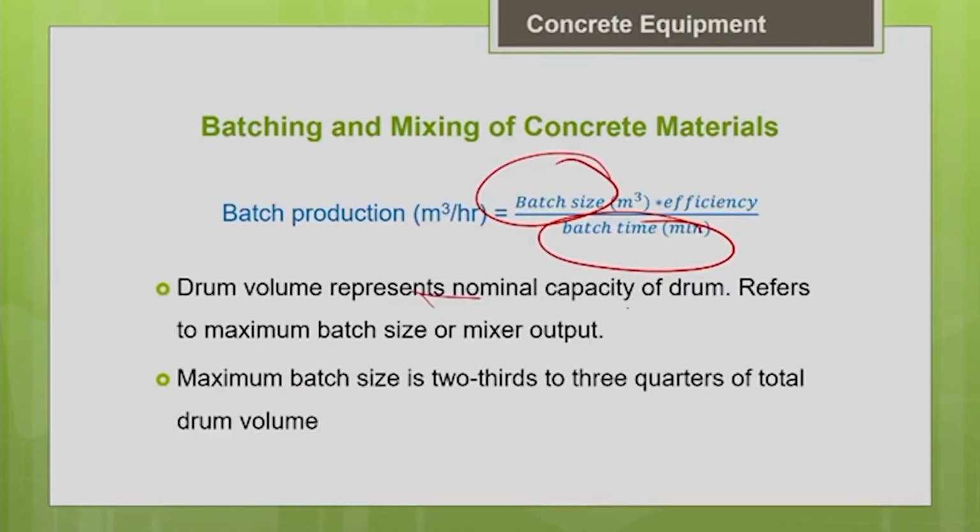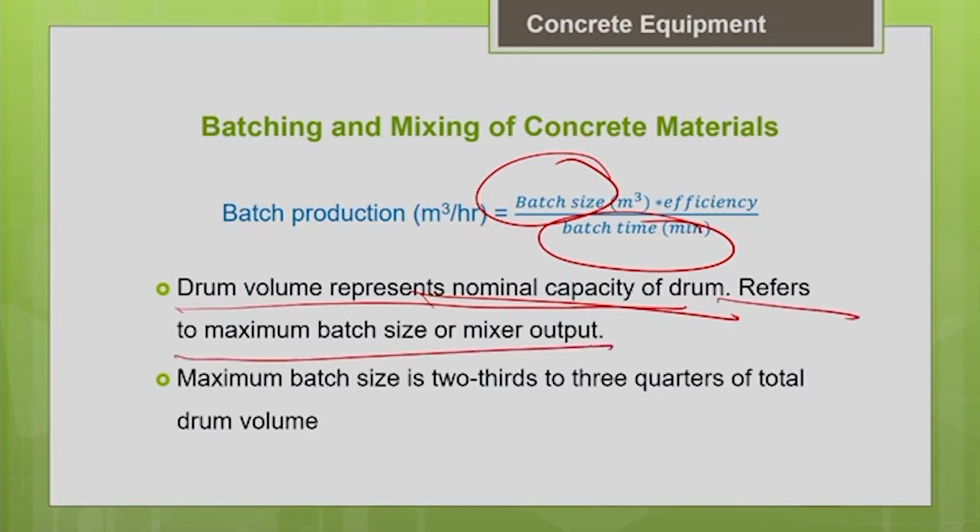That means, we generally load the drum only to 2/3 or 3/4 of the capacity. There should be some space for mixing. So, we never load the drum to its fullest capacity. We are not interested in the total volume. We are interested only in the nominal capacity of the drum, that gives you your batch size. The drum volume normally represents the nominal capacity of the drum, which is different from the total volume of the drum. So, it refers to the maximum batch size of the mixer output. The maximum batch size is 2/3 to 3/4 of the total drum volume. So, you can take it as approximately 2/3 to 3/4 of the total drum volume.